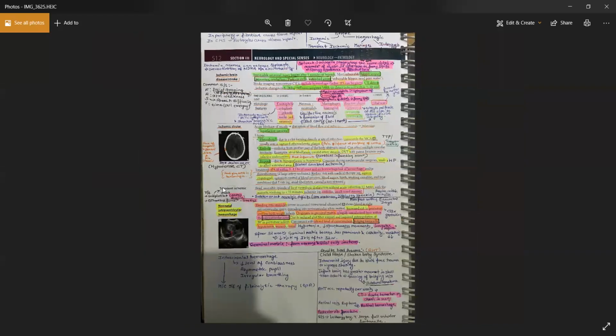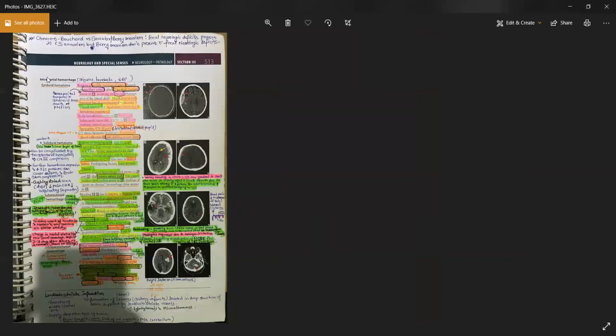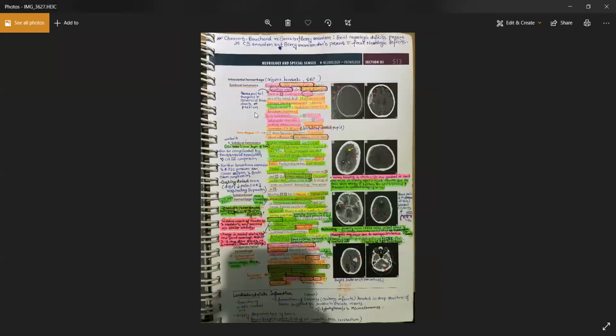Any doubt on this page so far? No. Okay, so we will take a short break and then we will discuss the hemorrhagic disorders of the brain. Okay. Thank you.